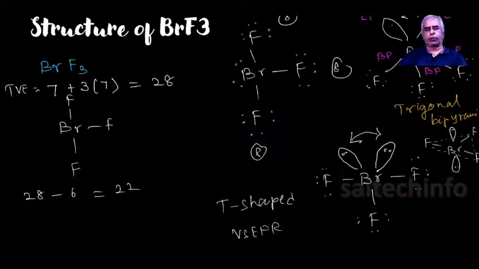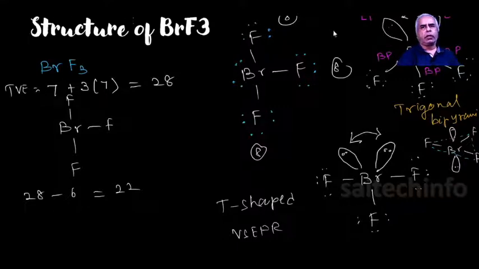So BrF3 with single bonds. So 3 into 2, 6 electrons should be removed here. So 22. So we should account for 22. The more electronegative atoms are fluorine, so we allocate 6 electrons for each fluorine. So 18 electrons are used. The balance 4 electrons are given as two lone pairs of electrons to bromine.